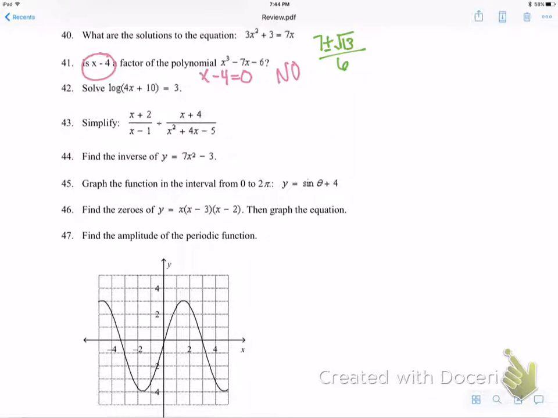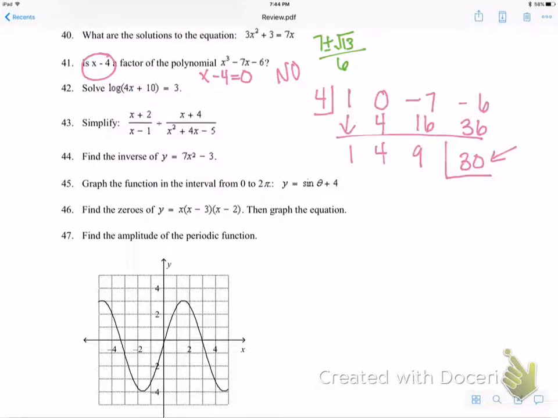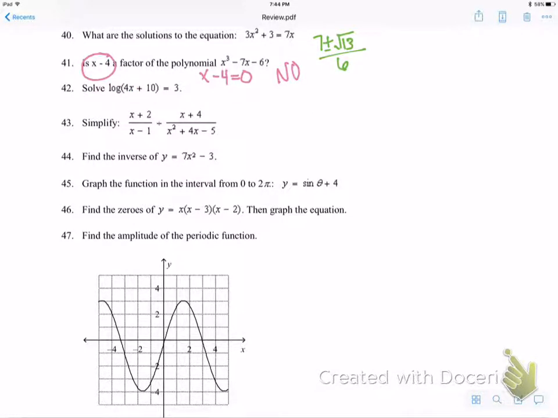In number 42, we're supposed to solve a log equation. To solve a log equation where an x is trapped inside of a log, we have to change it into an exponential equation. Remember, to do that, I'm going to have to know the base of this log. And the base of it, since there's not one written, is going to be a 10. Then we're going to take the 10 as the base, raise it to the exponent of 3, and set it equal to 4x plus 10.